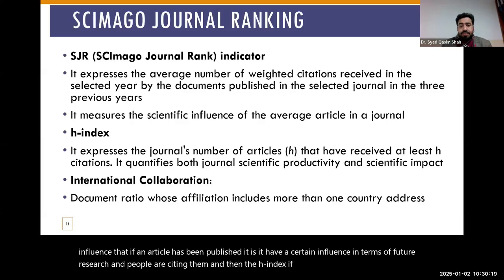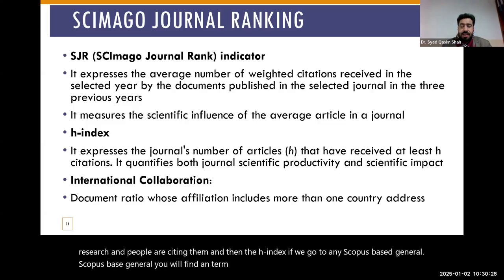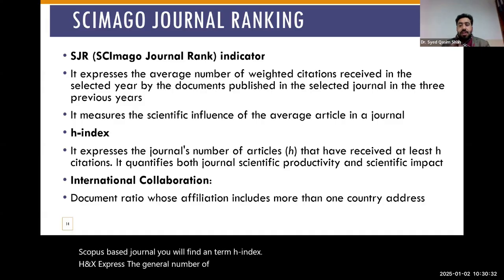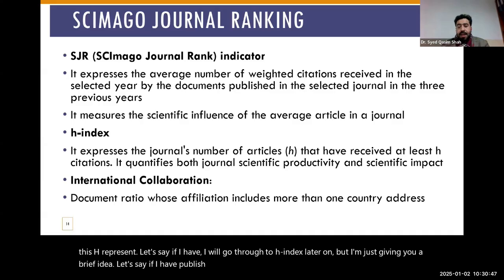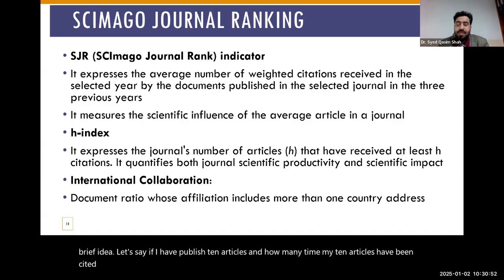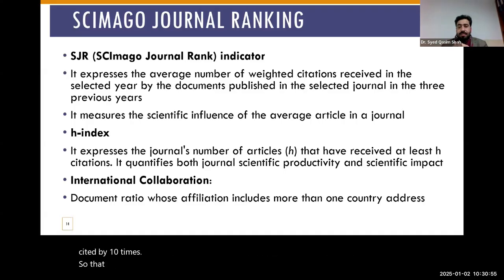If we go to any Scopus-based journal, you will find a term H index. H index expresses the number of articles of the journal that have received at least H citations. I will go through the H index later on, but I'm just giving you a brief idea. Let's say if I have published 10 articles, and my 10 articles have each been cited 10 times. So that represents the H index, right?